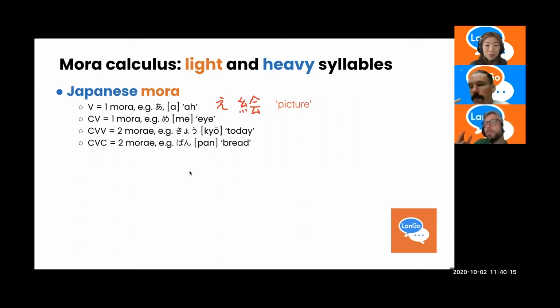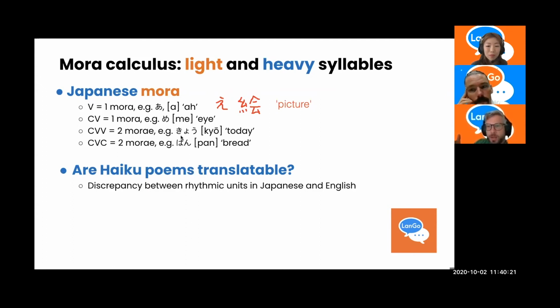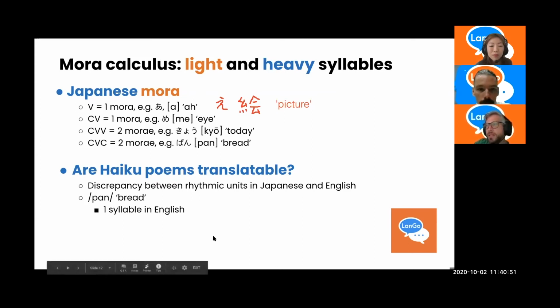So this brings us a big question about haikus. I assume it's somewhat common in the US to know what a haiku is and that it has something to do with rhythm. When I was a kid in school, we had to write haikus several different years. Me too. I think it's a fun thing to do. I still think it's fun. I am not a good haiku poet, but I think they're very clever and I enjoy them. But there is a problem now that we know the difference between rhythmic units in English and Japanese. There is a discrepancy between those 2 units.